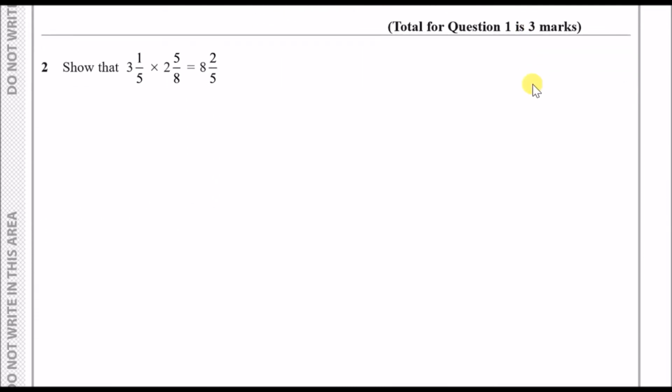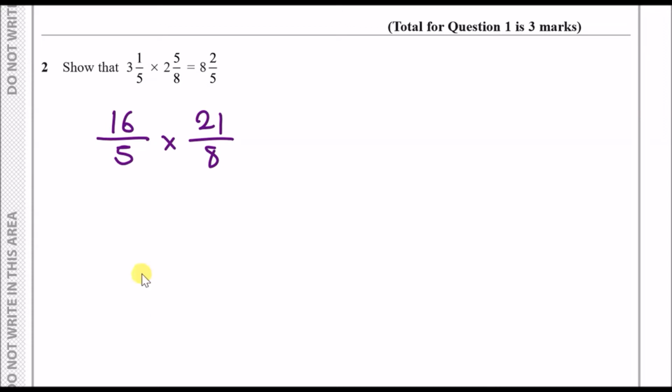Now for number 2, they want us to show that this multiplication equals the right hand side. Now, as usual, guys, you cannot put this in your calculator straight away because you need to show some steps. What I will do, guys, is always rewrite this as an improper fraction. So to change 3 and 1/5 into an improper fraction, I would multiply 3 with 5, which will give us 15, and add the 1, and it will give us 16. So it will be 16 over 5. And for the second fraction, do the same thing. 2 times 8 is 16. 16 plus 5 is 21. So it's 21 over 8.